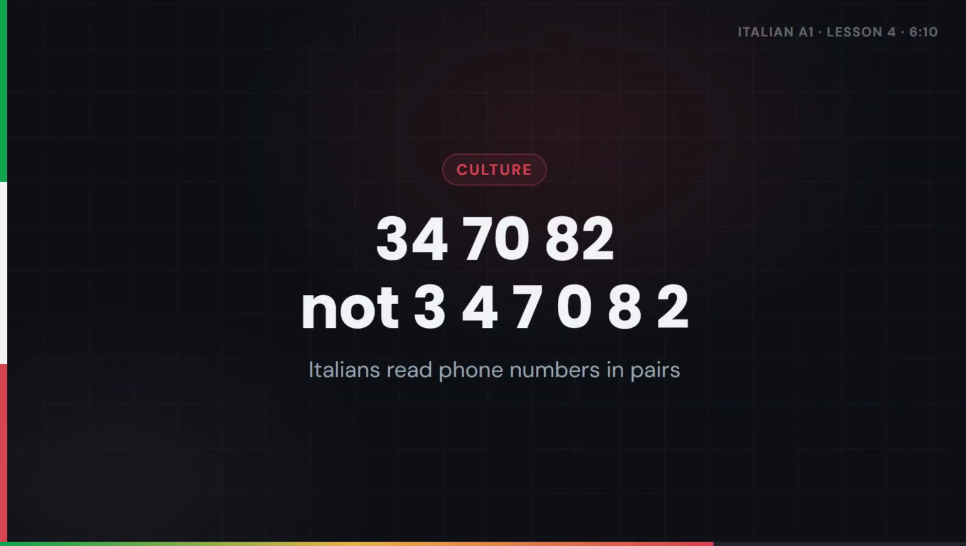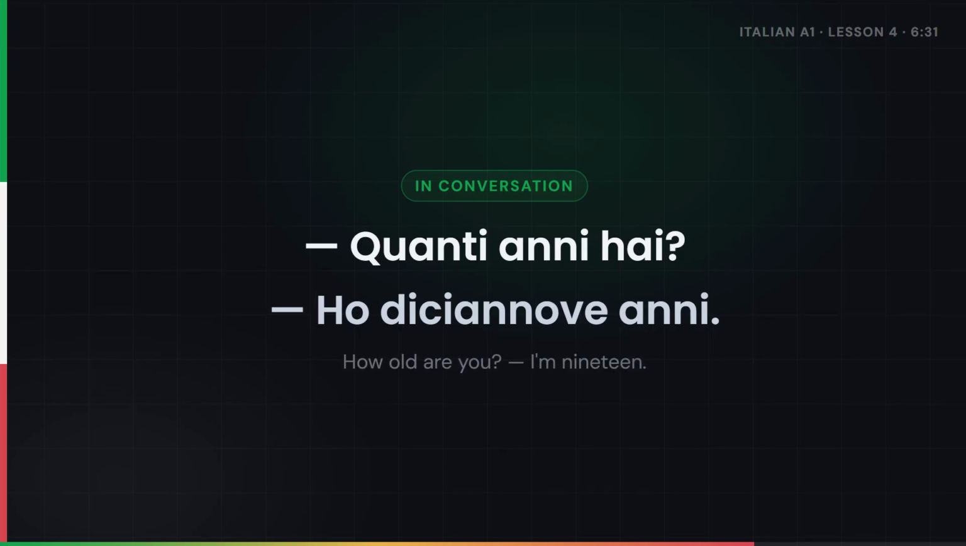Now the warning, because this one catches everybody. Italians read phone numbers in pairs, not digit by digit, which is why an Italian number goes past at twice the speed. Pairs need the numbers up to 99, and those come in later than 19. Until then, say yours one digit at a time. Nobody will blink. Together, in a real exchange. Listen once, then take the second line yourself.